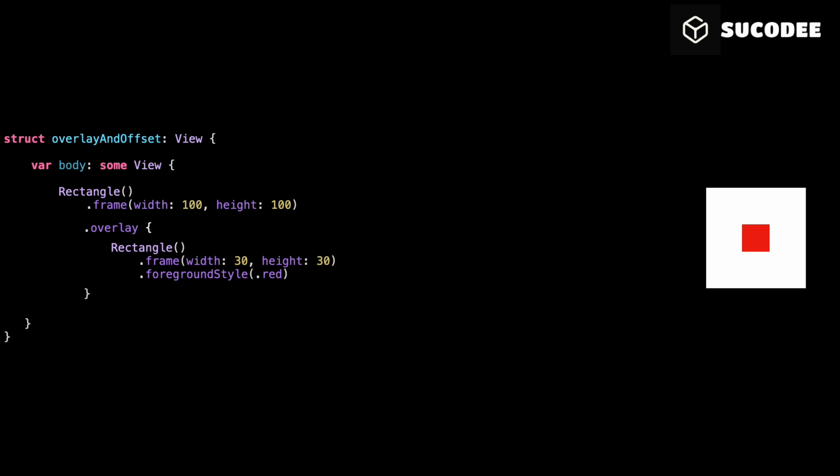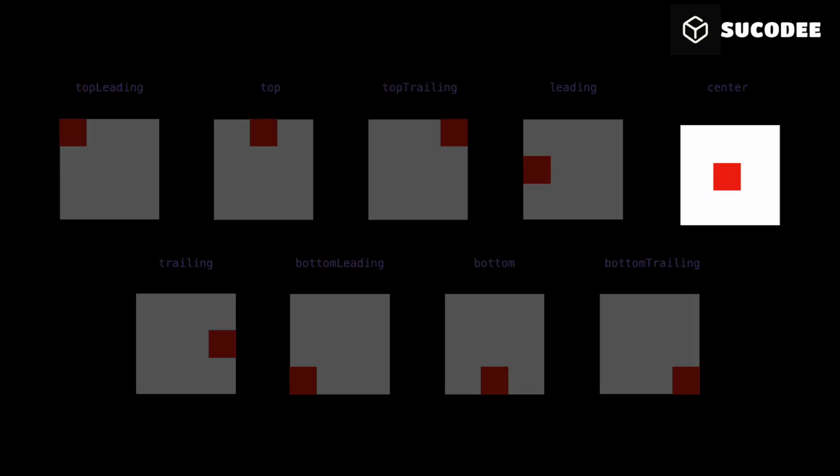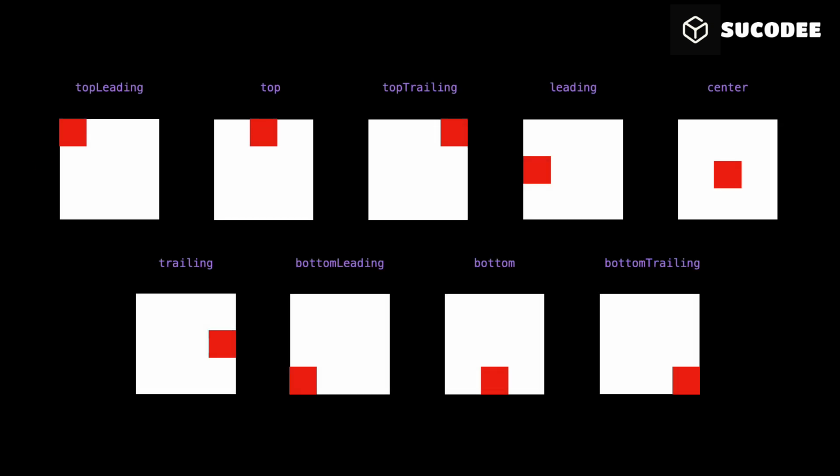And you're not limited to just shapes. You can add text, images, or any SwiftUI view inside the overlay. By default, the overlay sits in the center of the view, but we can control its position using the alignment parameter. In this example, I've added alignment .topLeading. That moves the smaller rectangle to the top left corner of the base view. You can also use other values like .topTrailing, .bottom, .center, or .bottomLeading.